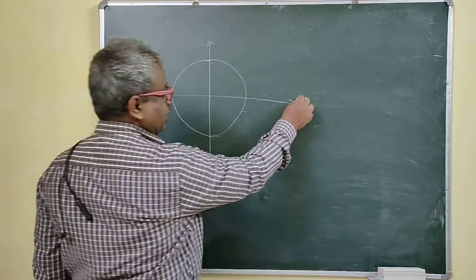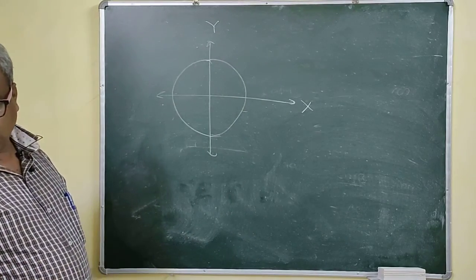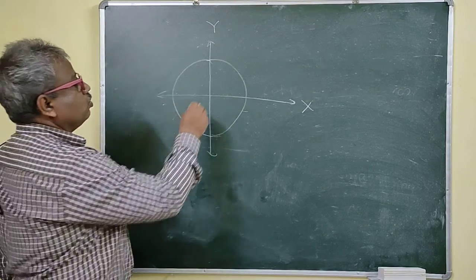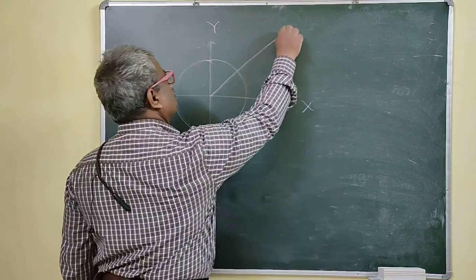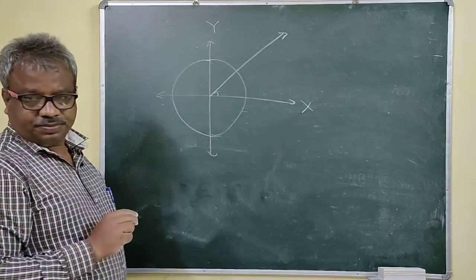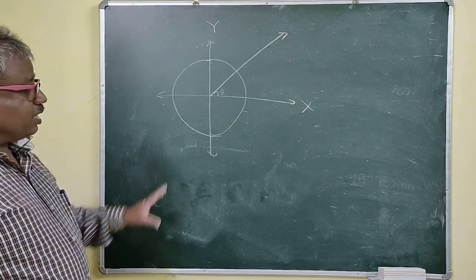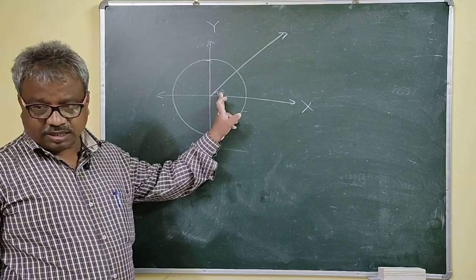Suppose this is the x-axis and this is the y-axis. Now suppose this is your angle in standard position. Whatever the amount, suppose this is theta. We are interested in finding the trigonometric ratio of this angle theta.